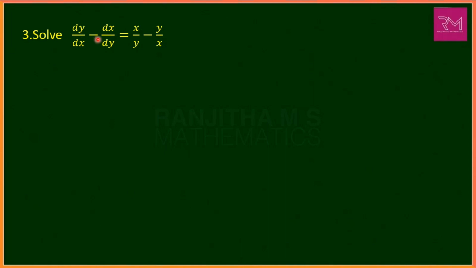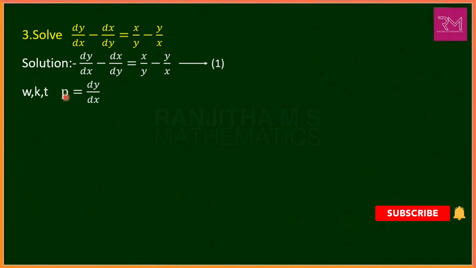Solve dy by dx minus dx by dy equal to x by y minus y by x. Take the given data, dy by dx minus dx by dy equal to x by y minus y by x. Call this equation number 1. Here put dy by dx as p, so we get dx by dy as 1 by p.